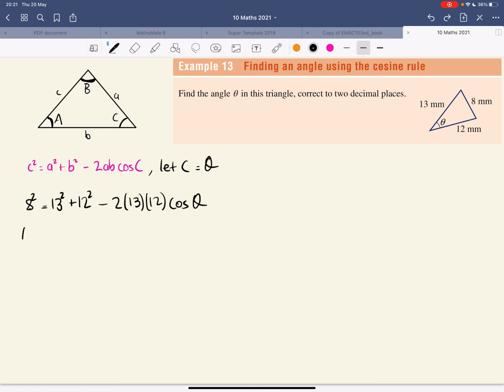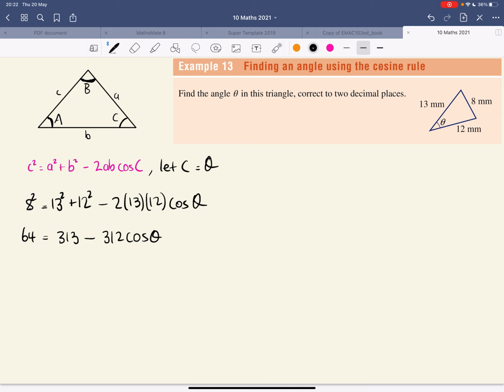All right, here we go. 8 squared, 64, equals. Now, 13 squared is 169, plus 144. That gives us 313. Minus 2 times 13 times 12. That'll give us 312. Cos theta.